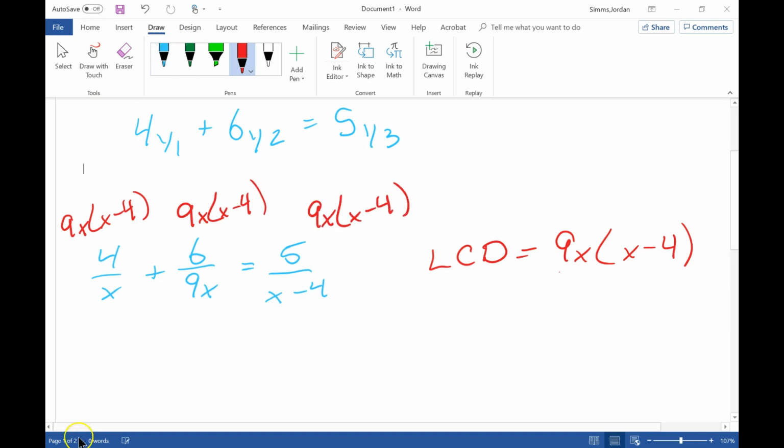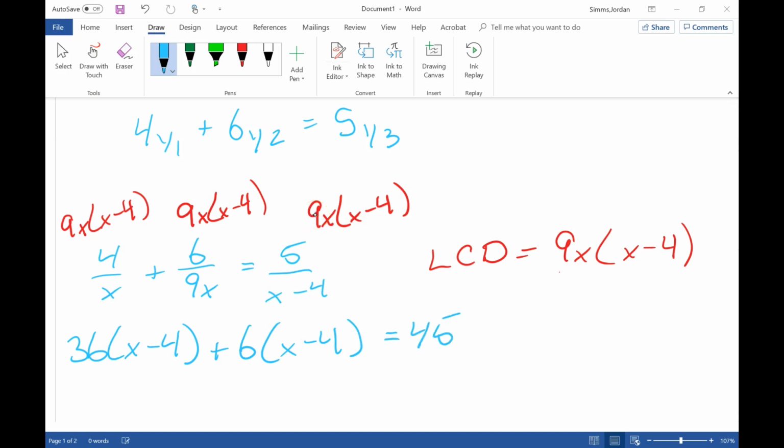Okay, so what's going to happen here? We're going to cancel first, so the x's are going to cancel right here. Remember, this is all up in the numerator, all this red stuff. The x's are going to cancel, so that's gone. I have 9 times 4, which is 36, times x minus 4. I'll write that out, 36, and I'll use brackets like that. I'll deal with that one later. The next term, the 9's cancel, the x's cancel. I'm left with 6 times x minus 4, so plus 6 times x minus 4. And over here, the x minus 4 cancels. I'm left with 5 times 9x, which is 45x.